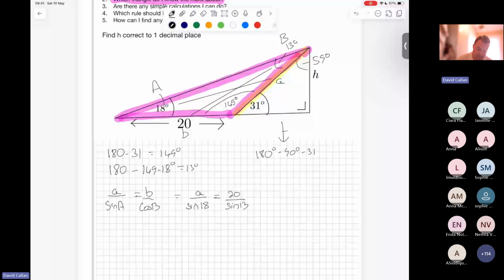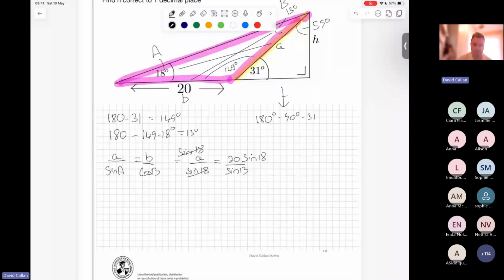So what I would do there is get a by itself. So I'm going to multiply both sides by sine 18, like that. So I can cross that out, which is great. And then I just do a is equal to 20 sine 18 over sine 13 in my calculator. I did do it earlier to save me time. Yeah, I got 27.5.